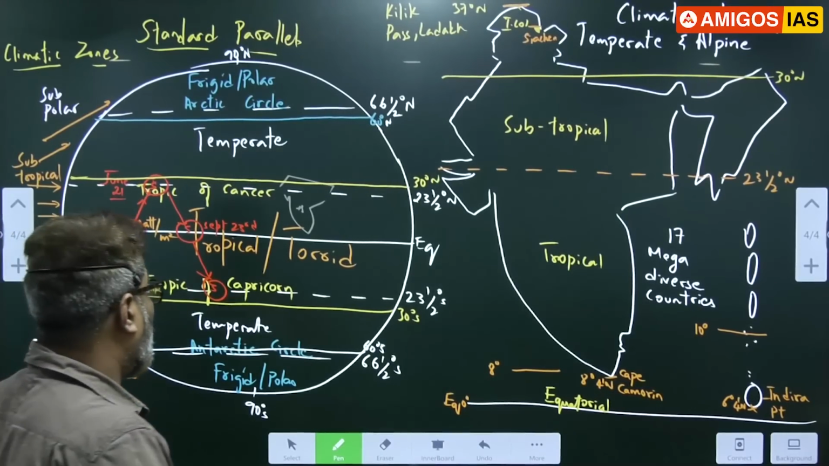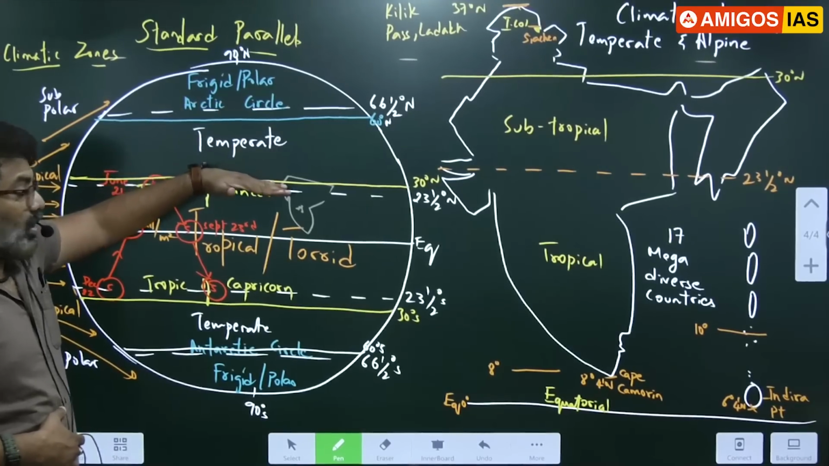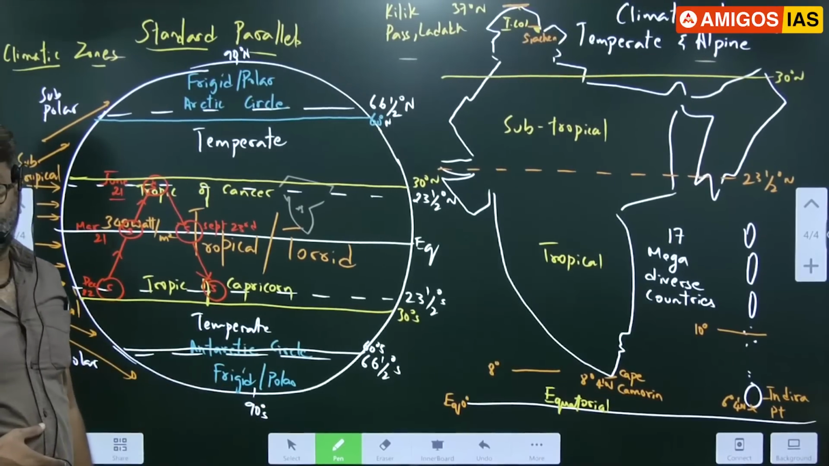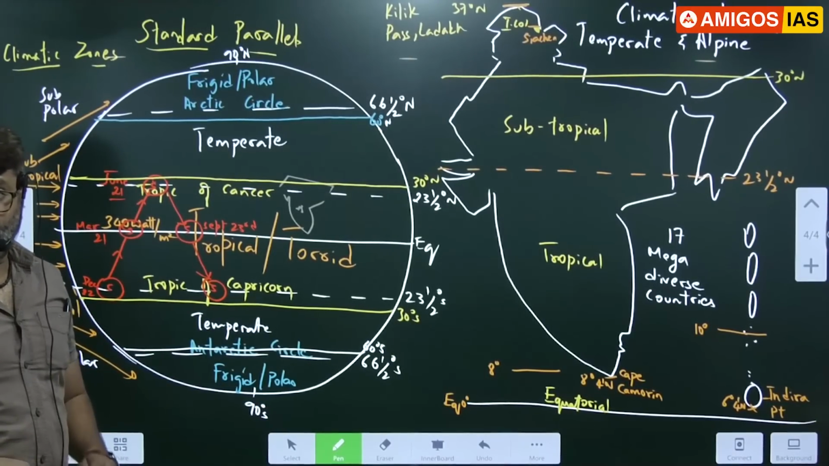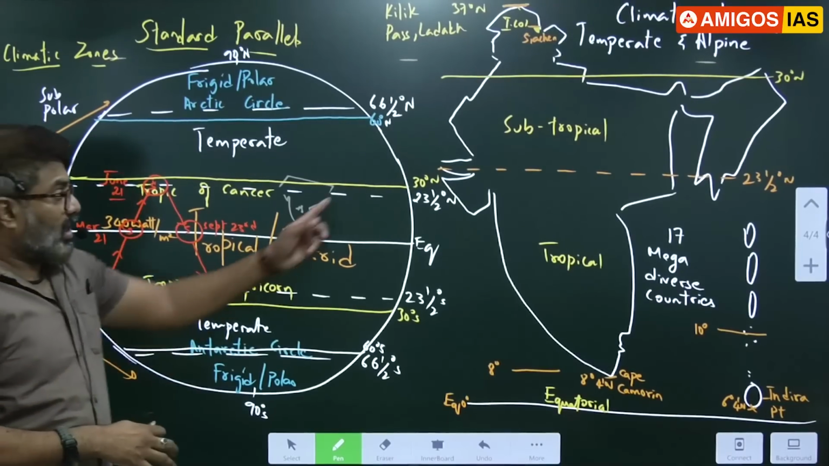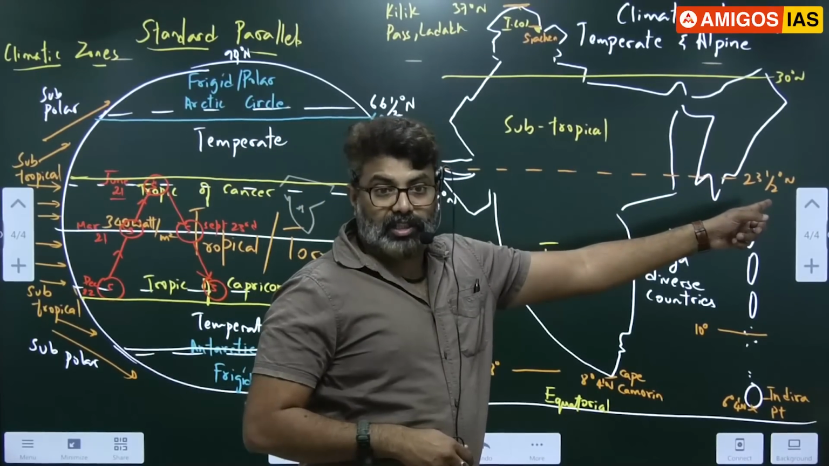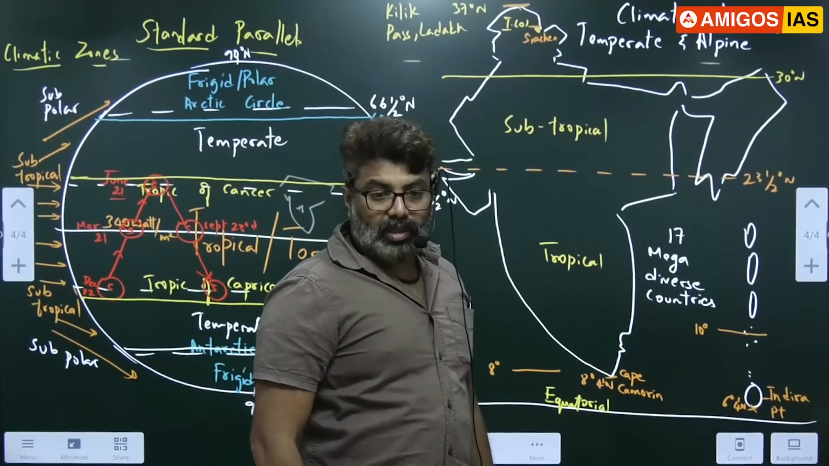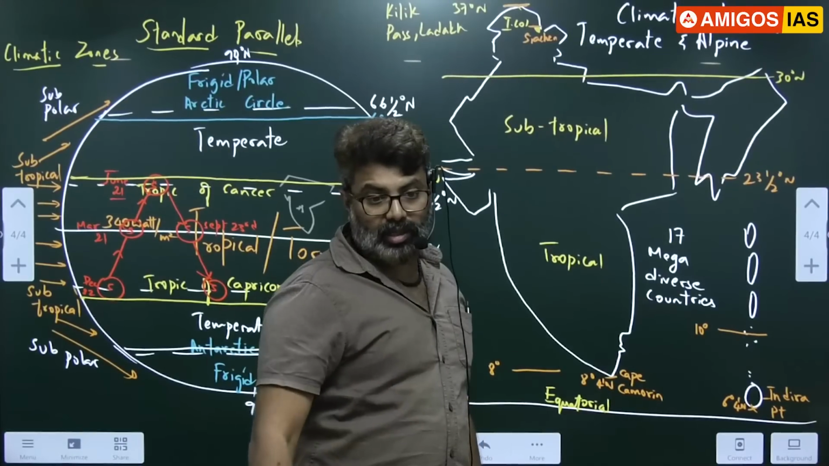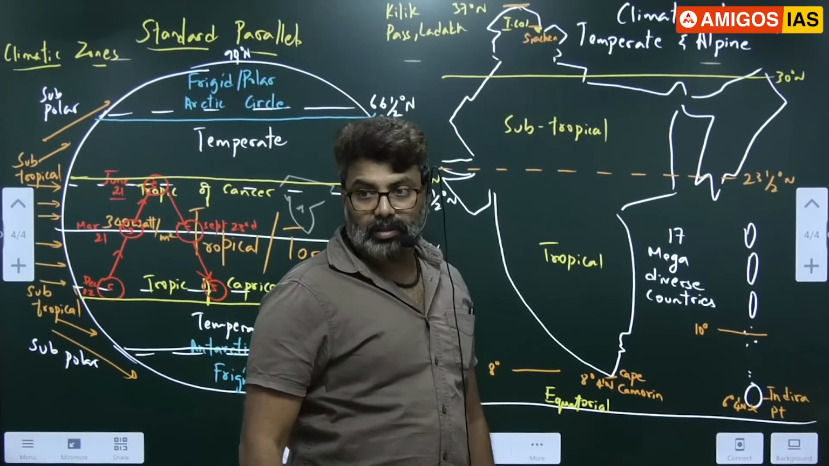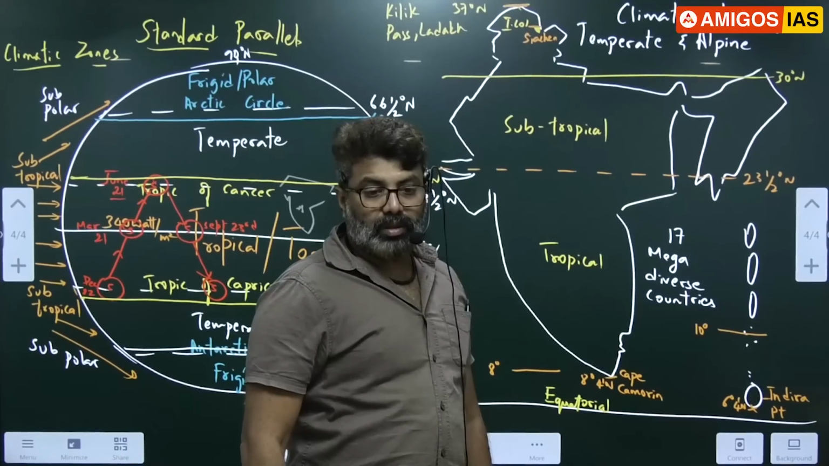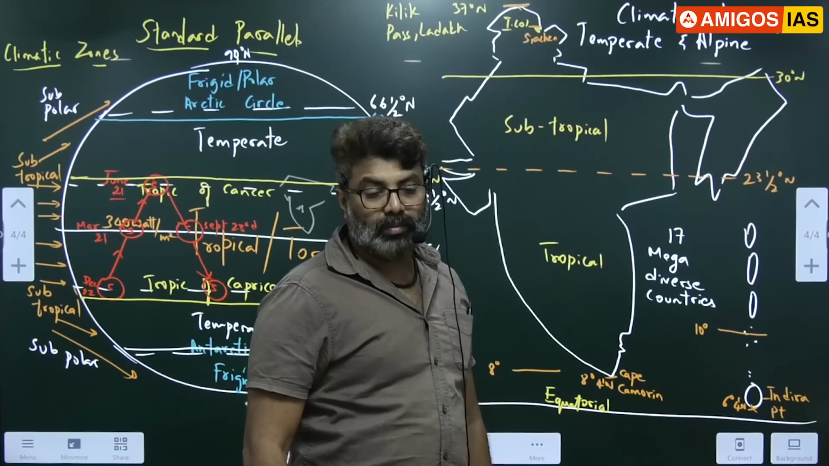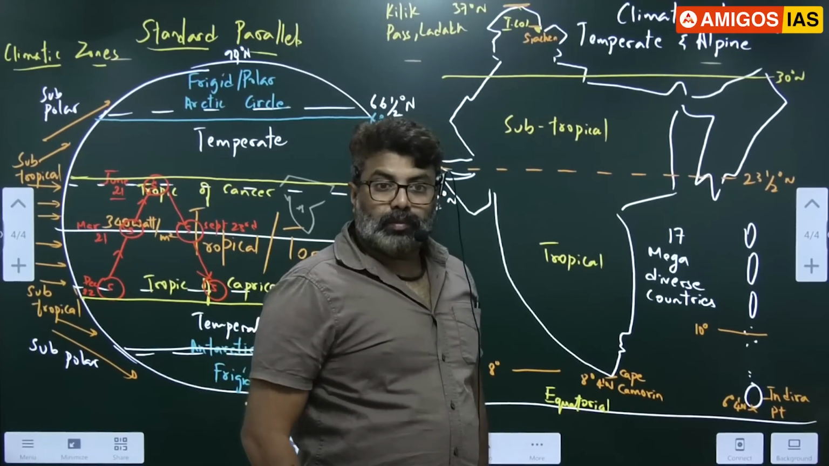Now you have to see all this: Arctic Circle, Tropic of Cancer, Equator, Tropic of Capricorn, Antarctic Circle on the world map. Once India is over, this is clear, 8 states. Tropic of Cancer passes through 8 states. Is it clear? That should be clear. Once that is clear, go to the world map, in the atlas, world political map. Can I continue?